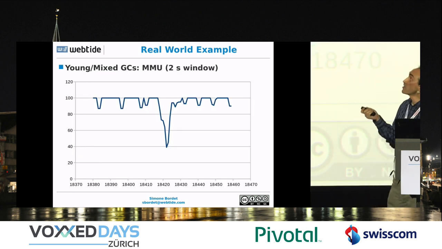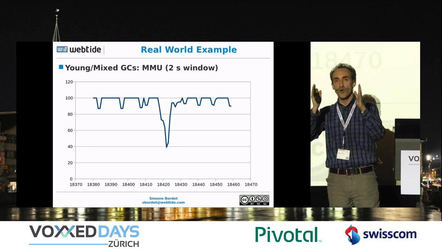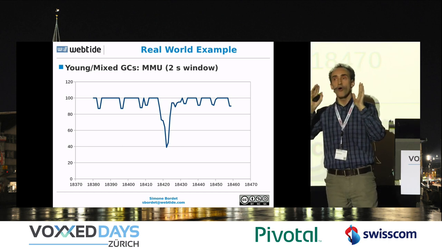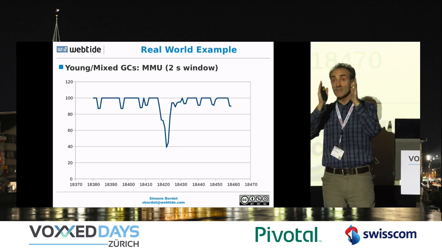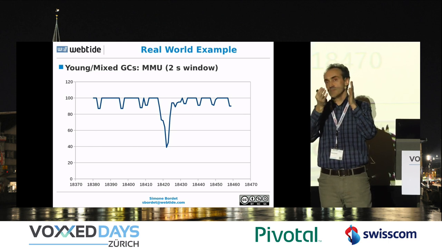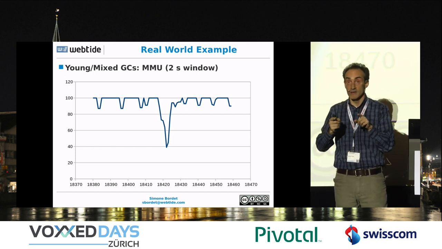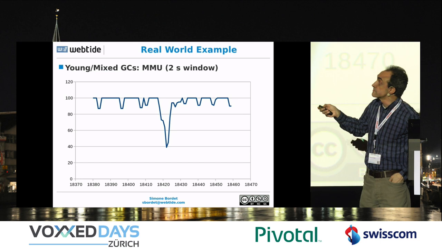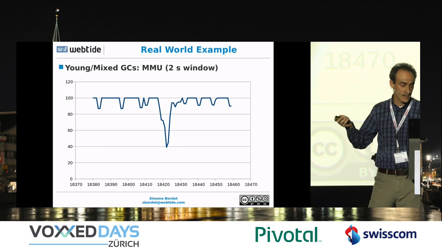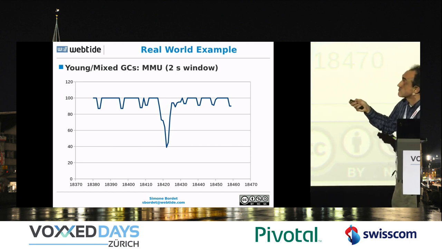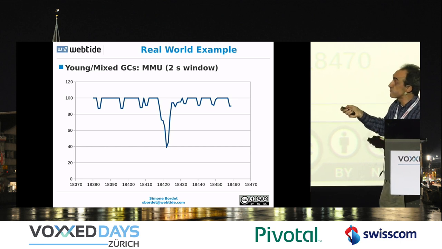It was 12 gig here, down to almost less than one, and then slowly recovering up. And this is the minimum mutator utilization. So if you take a 2 second window, the ideal point is that during those 2 seconds only my application runs, okay? That's 100%. If within those 2 seconds I have garbage collection activity, then my application does not run, and so I have a dip here, right? So this is a young generation, I go down to 85 maybe, 95 here, 90, whatever.